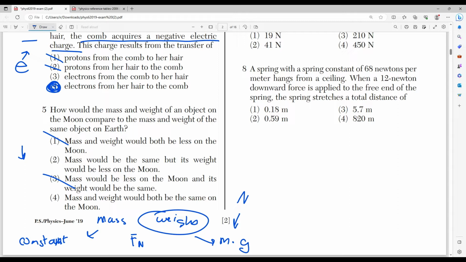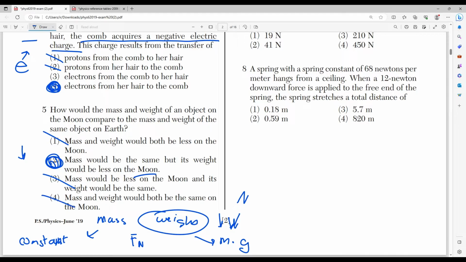We all know that the gravity on the moon is less than the gravity on Earth, and we all know that mass is the same. So the greater the gravity, the heavier you will weigh in that place. So choice number 2: the mass would be the same, but its weight would be less on the moon. Why? Because the moon has a smaller gravity. If you're multiplying m, which never changes, by a smaller gravity, that weight is going to be different from what it is on Earth.